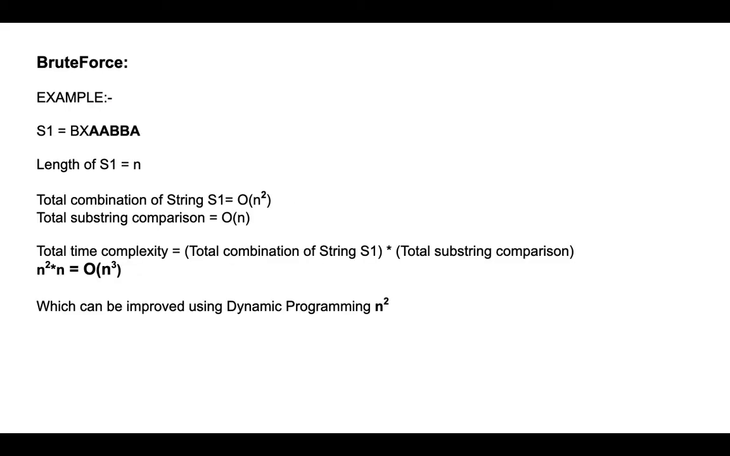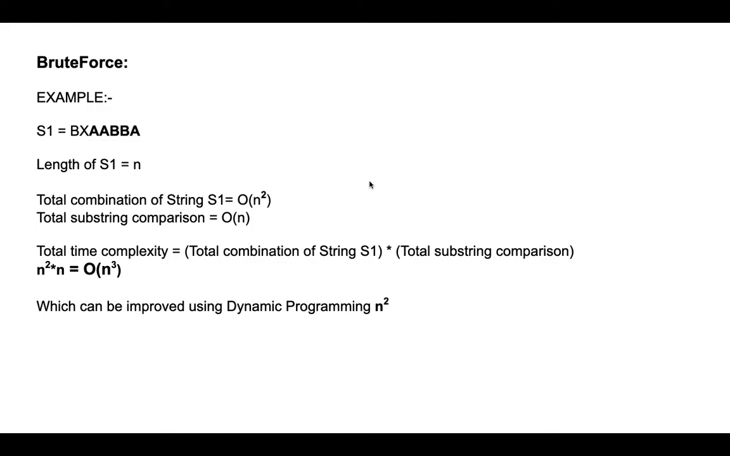Let's discuss the brute force approach to find the longest palindromic substring. If you have string S1 equals BXAABBA and the length of string S1 is n, you have to find all the combinations of string S1, and the time complexity to find all the combinations would be n square. After that, you have to compare each string from that combination and check whether it is a palindrome or not. After finding the palindromic substrings, you have to find the maximum length palindromic substring.